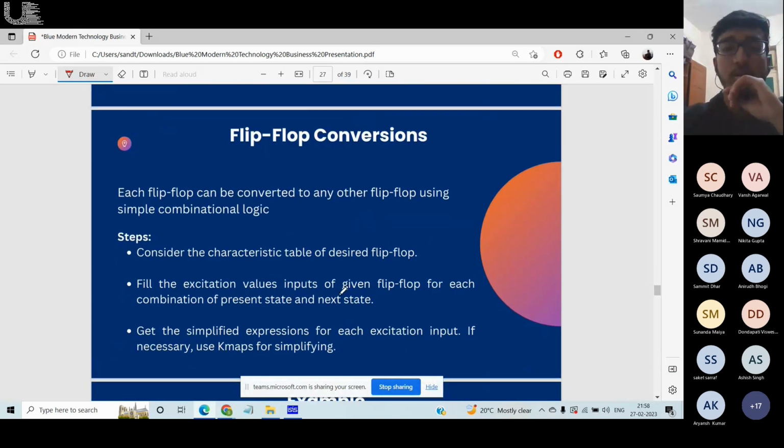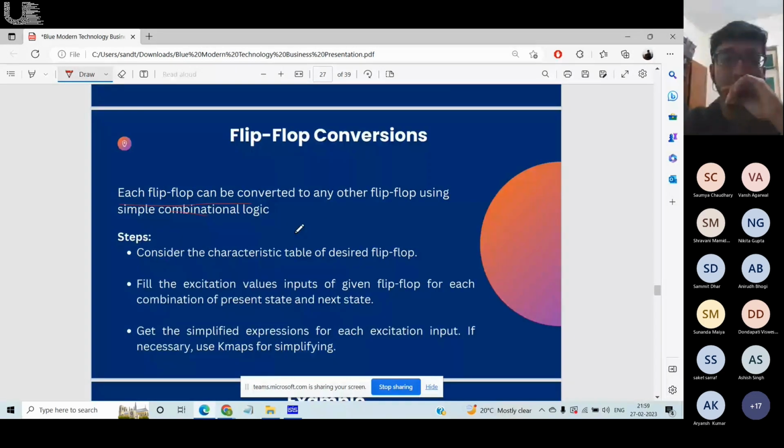So, coming to flip-flop conversions. All the flip-flops mentioned earlier, SR flip-flop, D flip-flop, T flip-flop, and JK flip-flop, can be interconverted because everything is the same in them. They all have feedback elements and are pretty similar to each other. So you can easily convert them using just combinational logic. Nothing more. So what are the steps to do that?